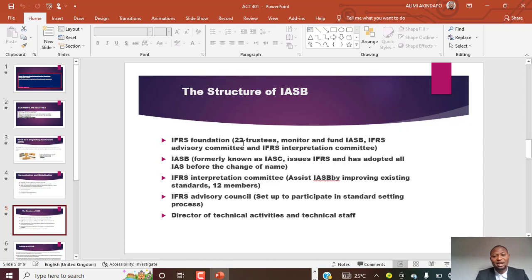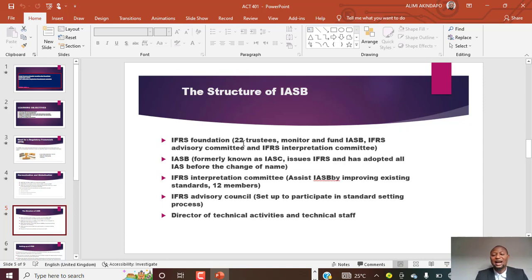Then we have the IASB. The IASB, that is International Accounting Standard Board, was formerly known as IASC. They are saddled with the responsibility of issuing IFRS, that is International Financial Reporting Standards, and have adopted all IAS before the change of name in 2001. Then we have the IFRS Interpretation Committee. The IFRS Interpretation Committee assists the IASB by improving existing standards. The IFRS Interpretation Committee comprises 12 members.